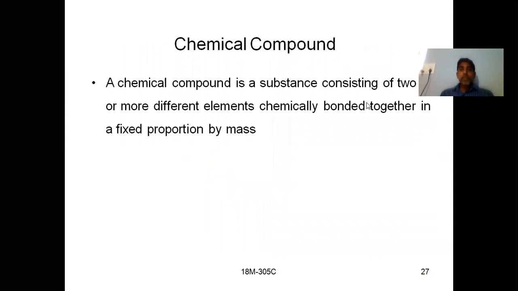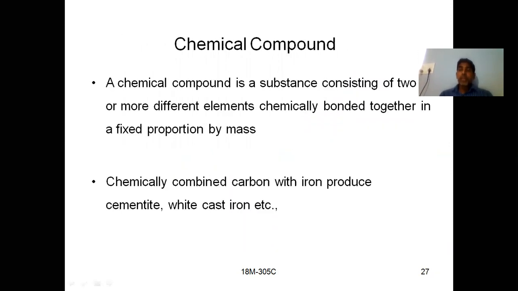And next is chemical compound. So what is meant by chemical compound? Okay, so this is also one type of substance. So a chemical compound is a substance consisting of two or more different elements and chemically bonded together. So how are you going to get that compound? Because of the chemical properties, because of the chemical reactions, they are bonded together. If you are having such a thing, then we can call it a chemical compound.